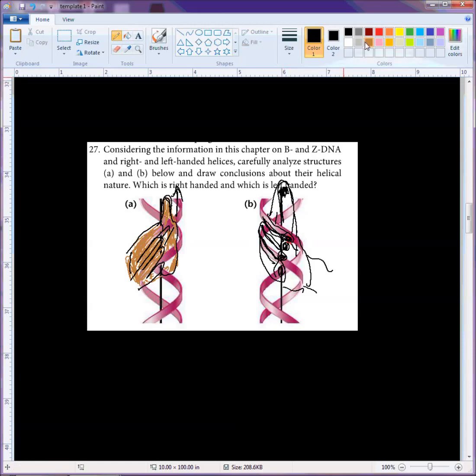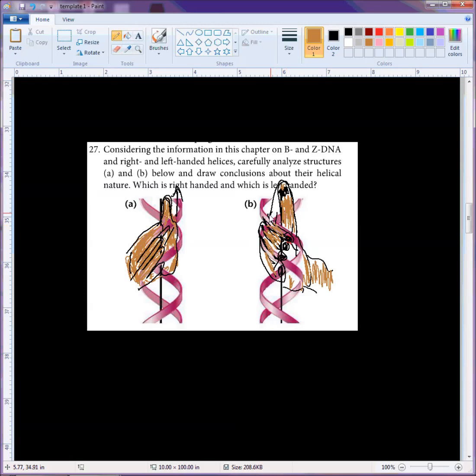Now let me color this in so maybe you can see it a little bit better. And here's my fingers, and they're touching the strand, and they're pointing down towards my wrist here. So this is going to be a left-handed helix.